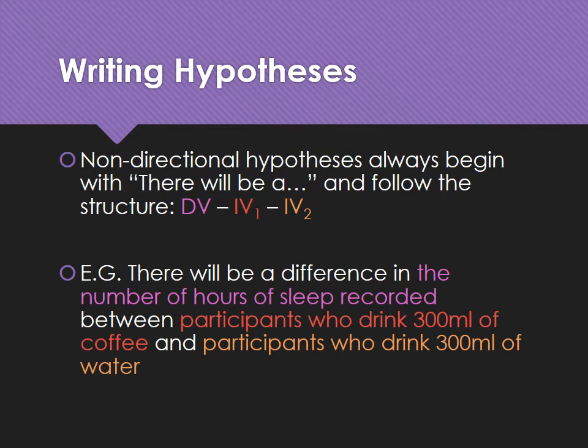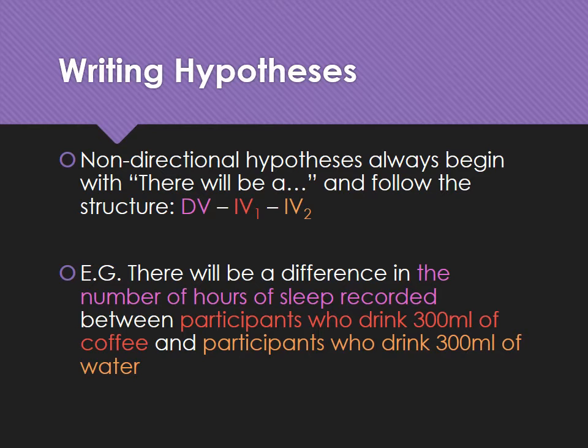So another example here: there will be a difference, so we're starting out as non-directional, in the number of hours of sleep recorded, or DV, between participants who drink 300 millilitres of coffee and participants who drink 300 millilitres of water. So again, both conditions are IV, nice and simple.